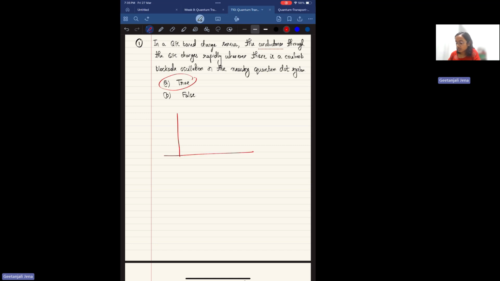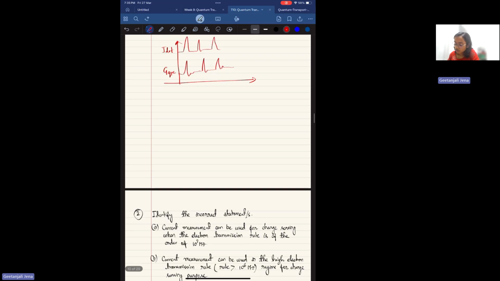If you look at the graph of I dot versus G QPC, we have seen that whenever there is a Coulomb blockade oscillation, we see a peak in the conductance. Okay, so this statement is true.